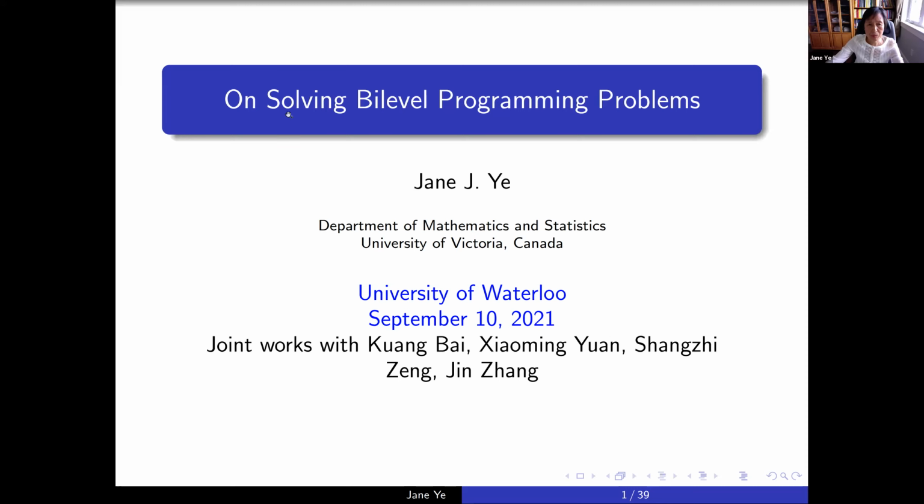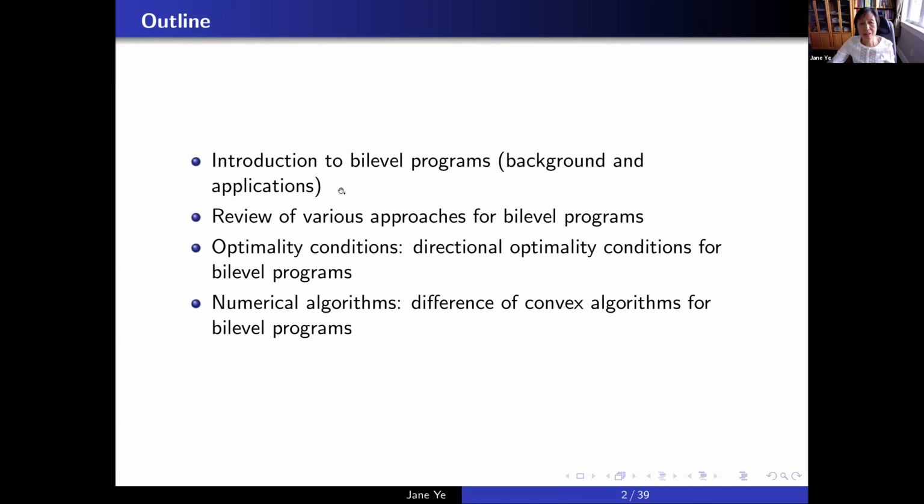And today I'm going to talk about solving bilevel programming problems, because this is my favorite topic, and I've been working on these topics since 1990. Okay, so first I will give an introduction to bilevel programs, and I'll review various approaches for bilevel programs. Then I will mainly talk about new optimality conditions called directional optimality conditions, and a new algorithm called difference of convex algorithms.